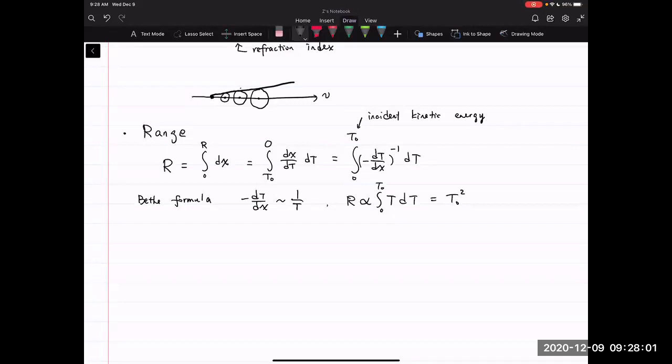So this R as a function of T naught is usually what we call the energy or range energy relation. So let's come back in a little bit. So here, remember, minus dT over dx is proportional to 1 over T. This only happens at low to medium energy range.